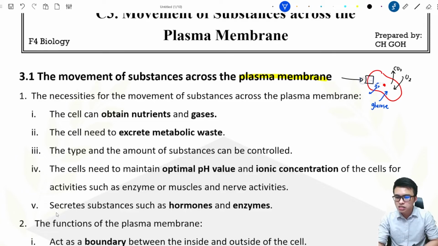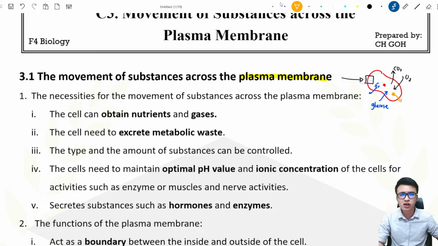Next, the cell secretes substances such as hormones and enzymes. Yup, hormones and enzymes can sometimes be produced from the cell as well. If the cell wants to secrete hormones, these hormones need to pass through the plasma membrane as well. So these are the necessities for the movement of substances across the plasma membrane.